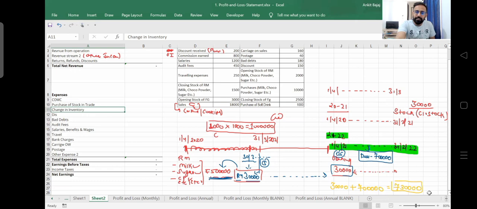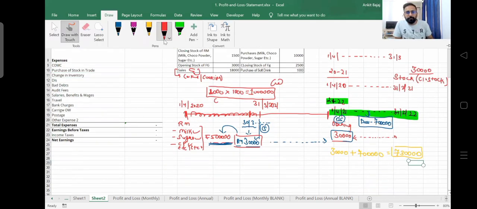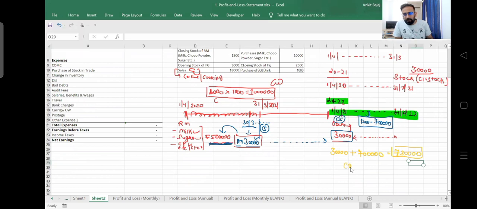Now let's suppose out of 7,30,000 rupees, what has the company done? The company has consumed raw material of, let's suppose, 6,30,000 rupees. So what will be the remaining stock of the company? Here you can say, what will be the closing stock of the company. So here you can say the closing stock of the company is going to be 1 lakh rupees.